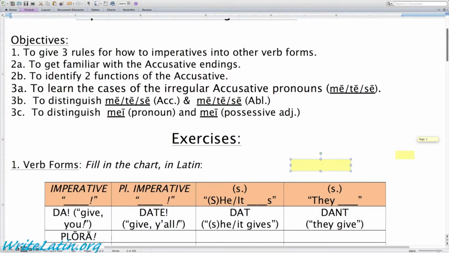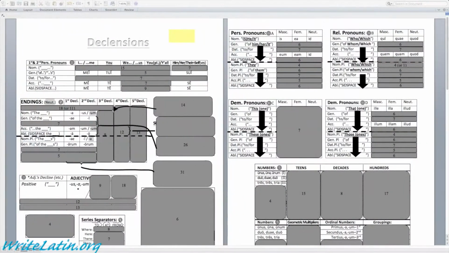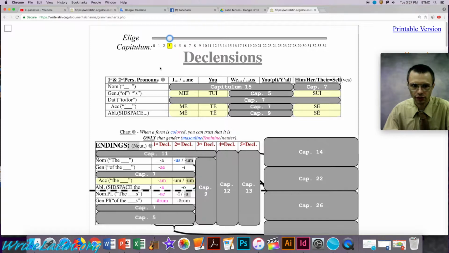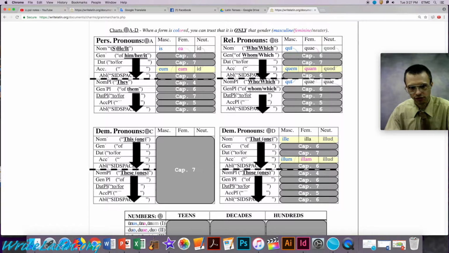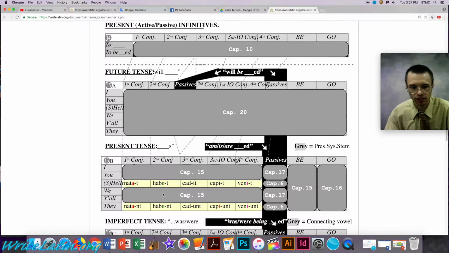Alrighty. Objective 2A, to get familiar with the accusative endings. All right, well, going to our grammar charts. Set the slider to 3 to reveal the areas in charts 1 and 2, and also several areas in the pronouns in charts 11A, B, and D, and then also 2 lines down in chart 15B.